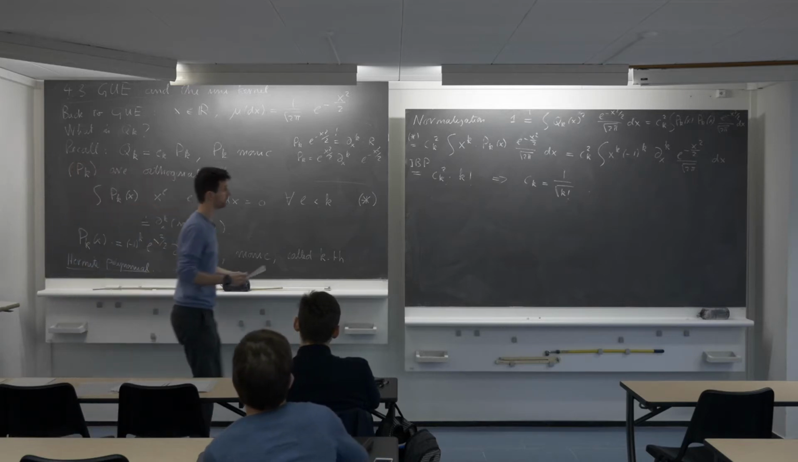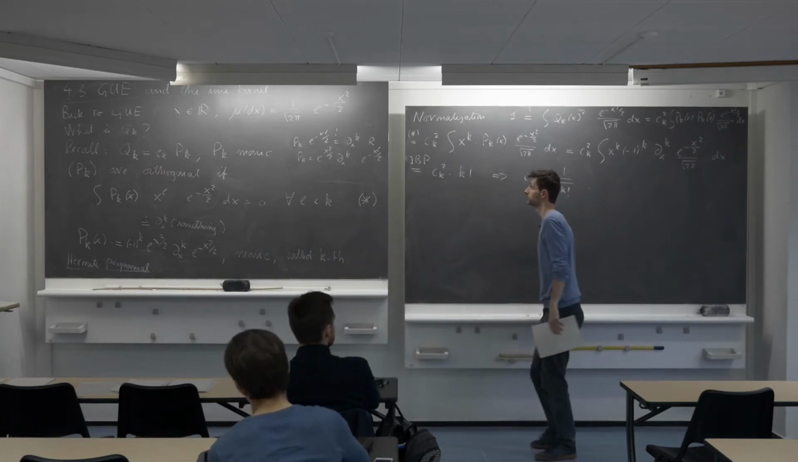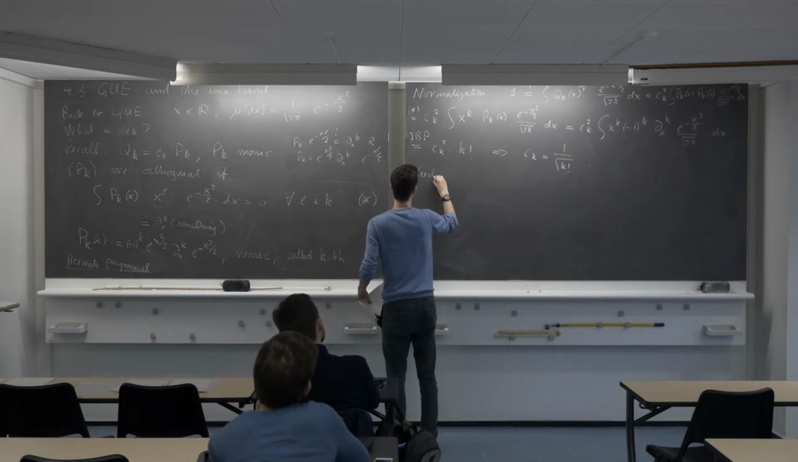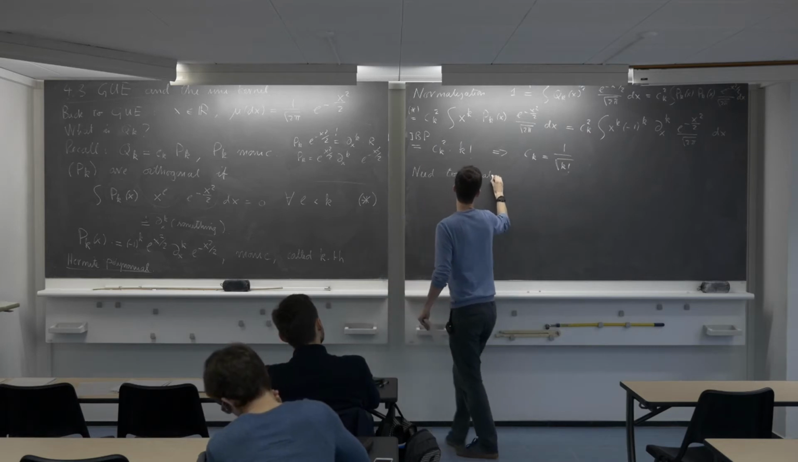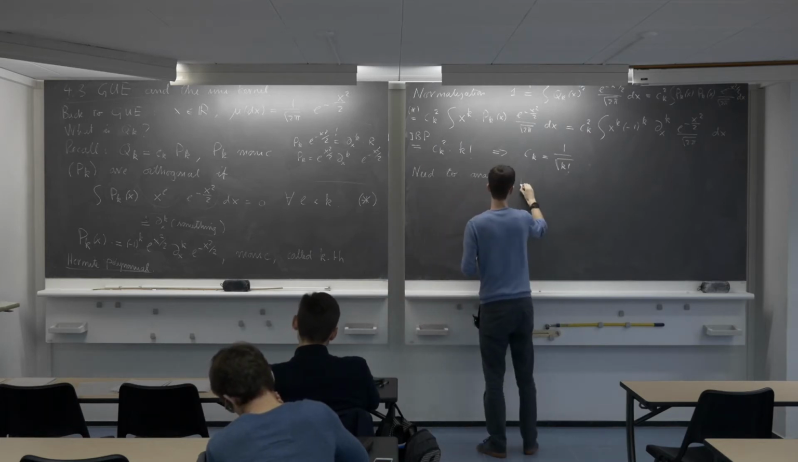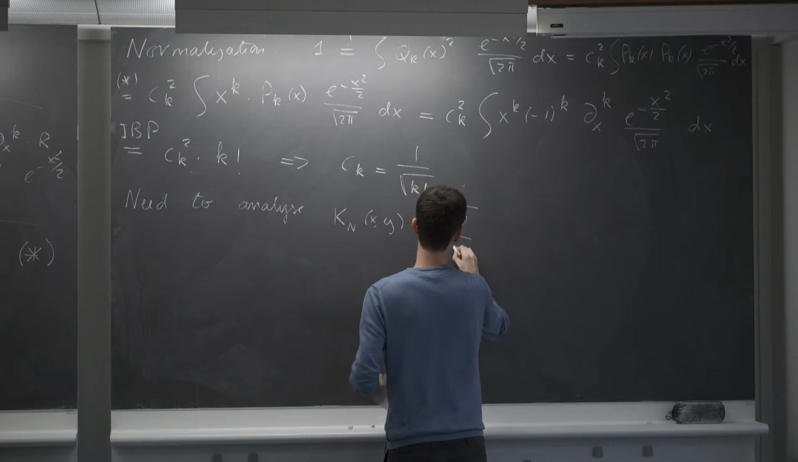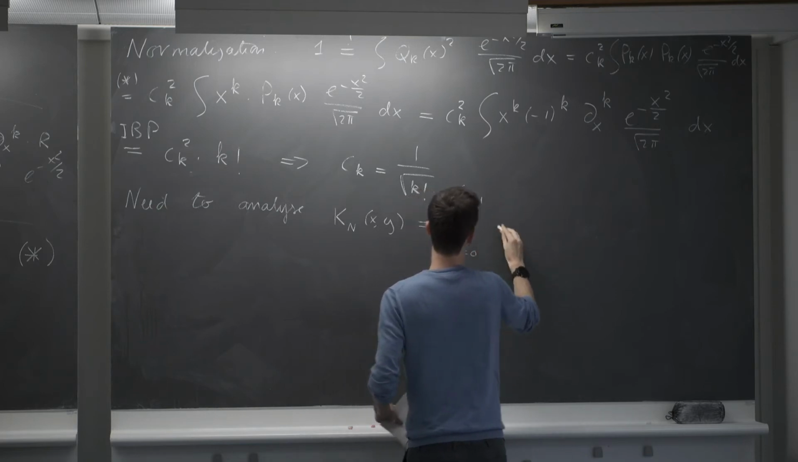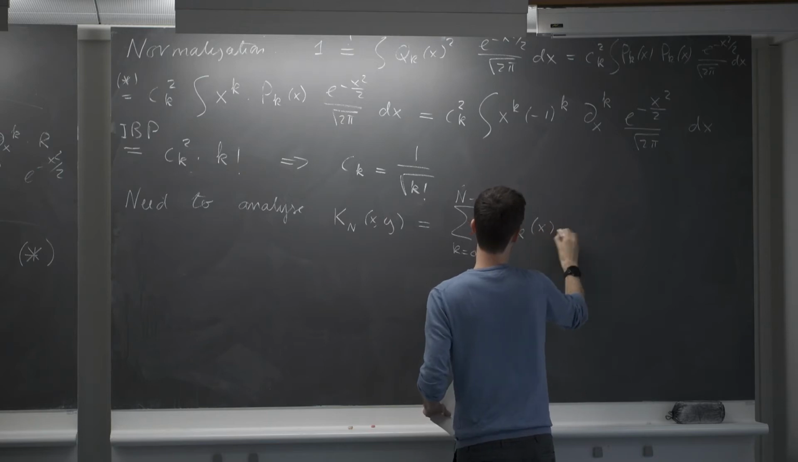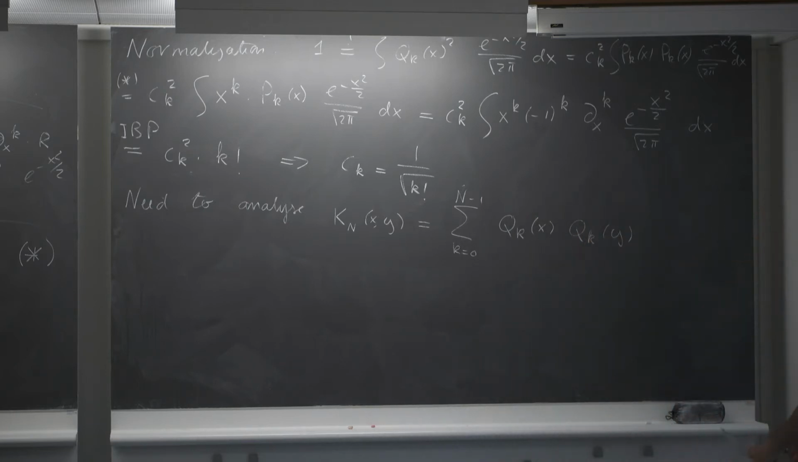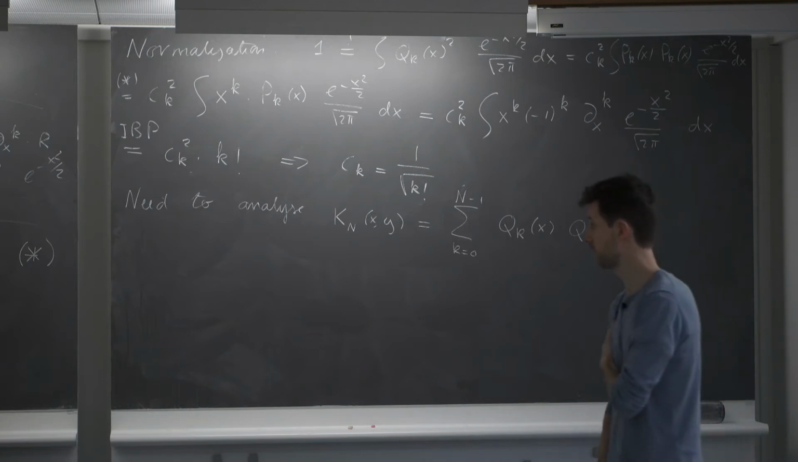So if you recall what we need to do to compute these correlation functions, we need to understand this kernel, which I called Kn. So we need to analyze this kernel Kn, which was by definition, you take the sum, and then you have qk of x and qk of y. And these are all real polynomials, so we don't worry about complex conjugates. So the whole problem is a very concrete problem of asymptotic analysis.